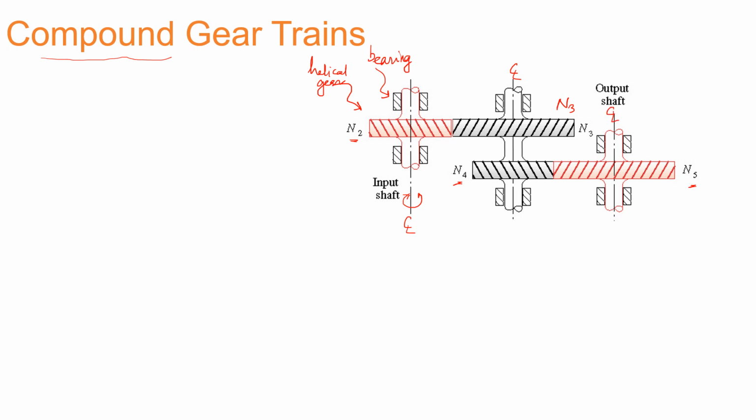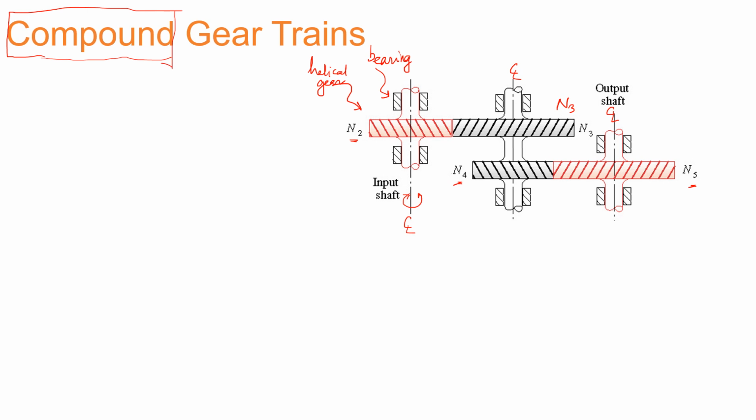Now with this realization that you have got the gears assembled together, not in series, but involving a bit of complexity, that's why we call these kinds of gear trains compound gear trains.